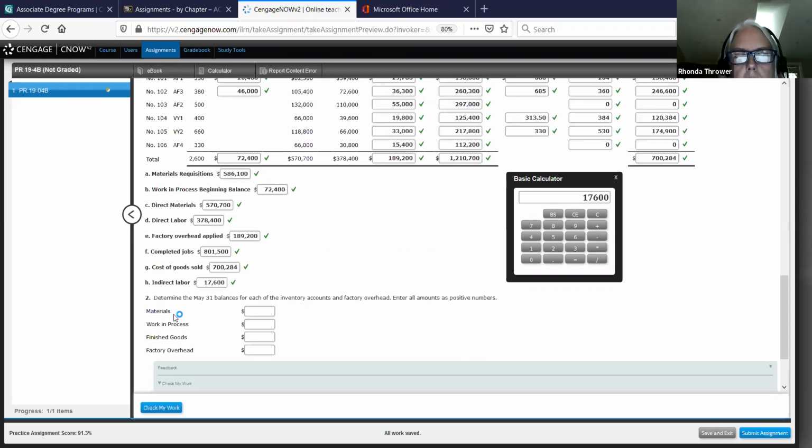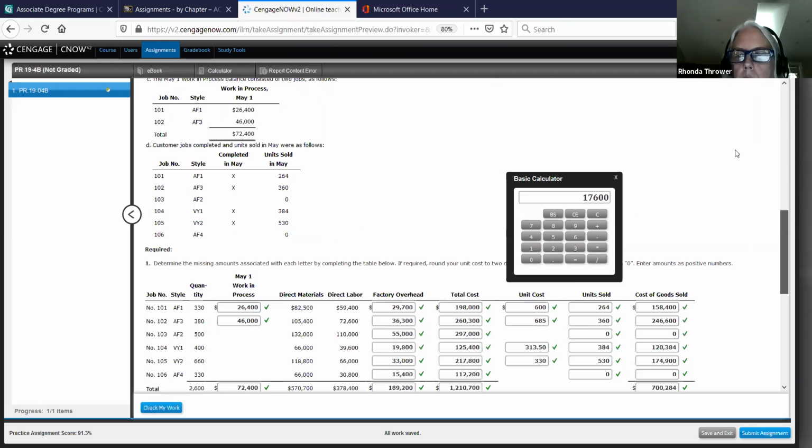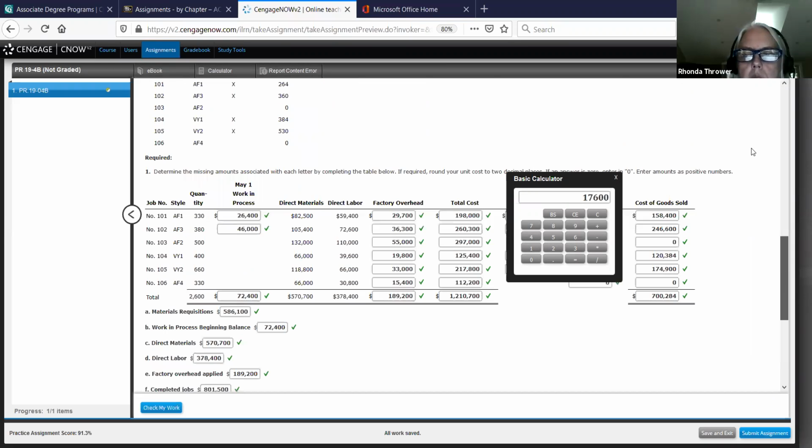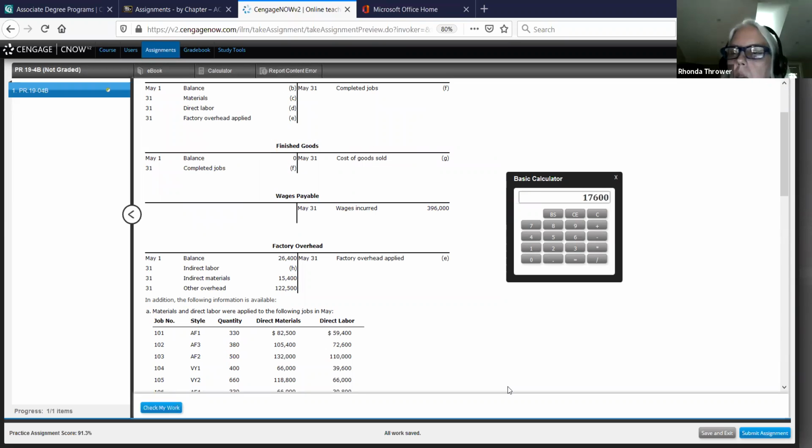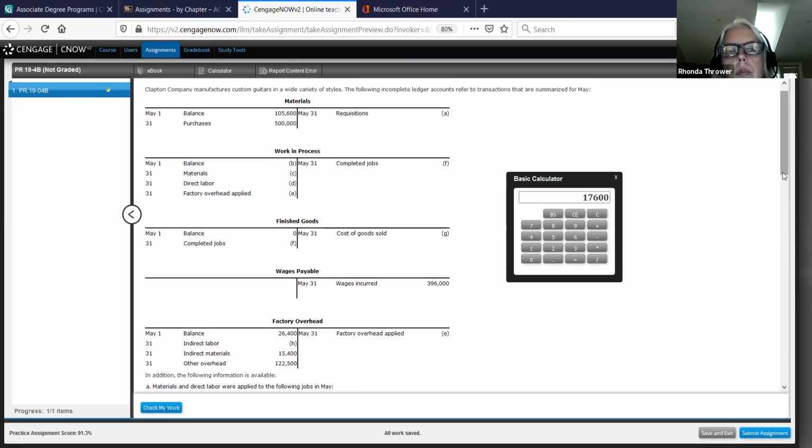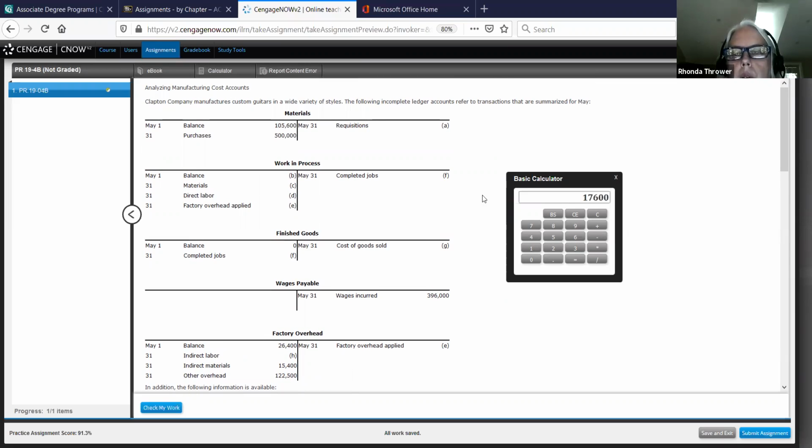So in the materials account, we have a beginning materials balance plus any purchases of materials. Then we're going to subtract out our materials requisitions. So starting with the materials account at the top of the page, we're going to start with our beginning balance. Because materials is an asset account, our beginning balance is on the debit side. That's the plus side. So we're going to start with 105,600.